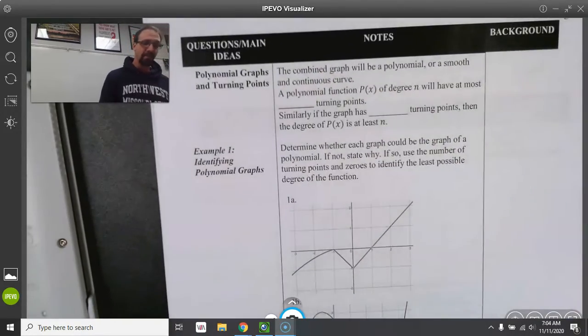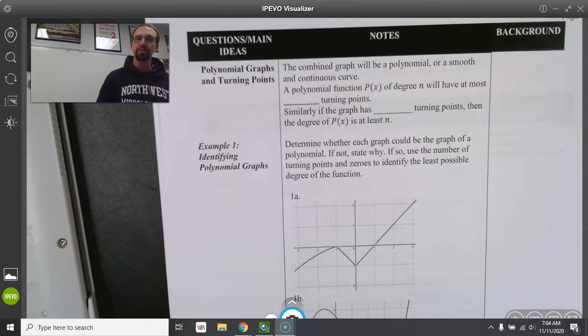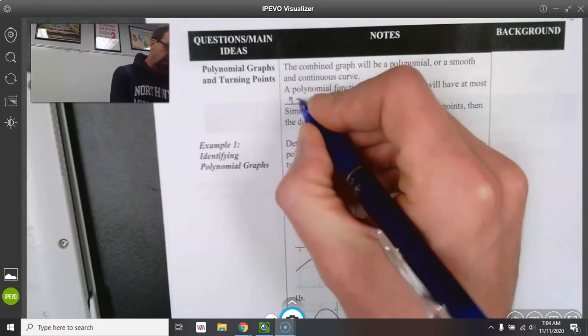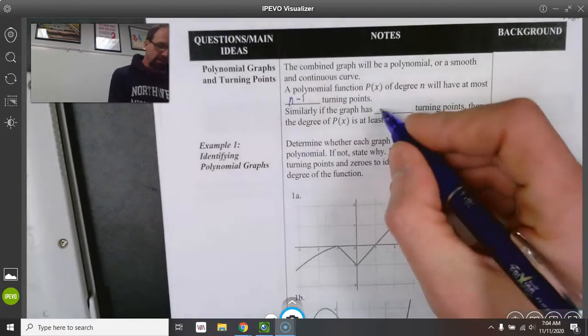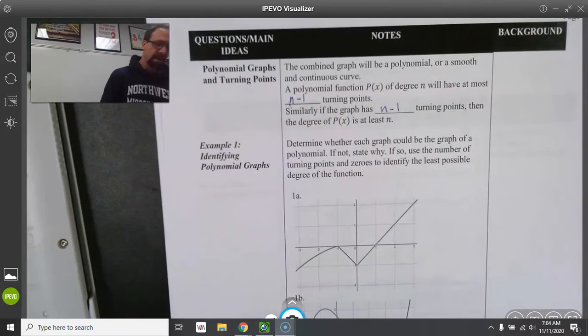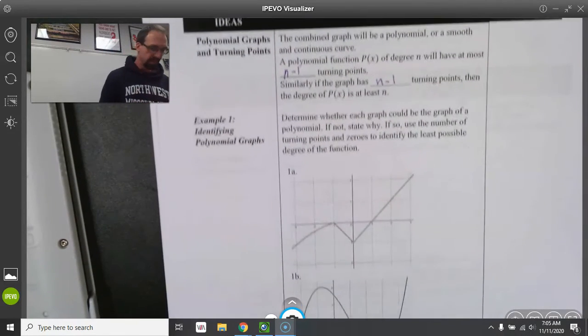The combined graph is a polynomial, and it's a smooth continuous curve. A polynomial function p of x of degree n will have at most n minus 1 turning points. Similarly, if the graph has n minus 1 turning points, then the degree of p of x is at least n. So those go both ways.